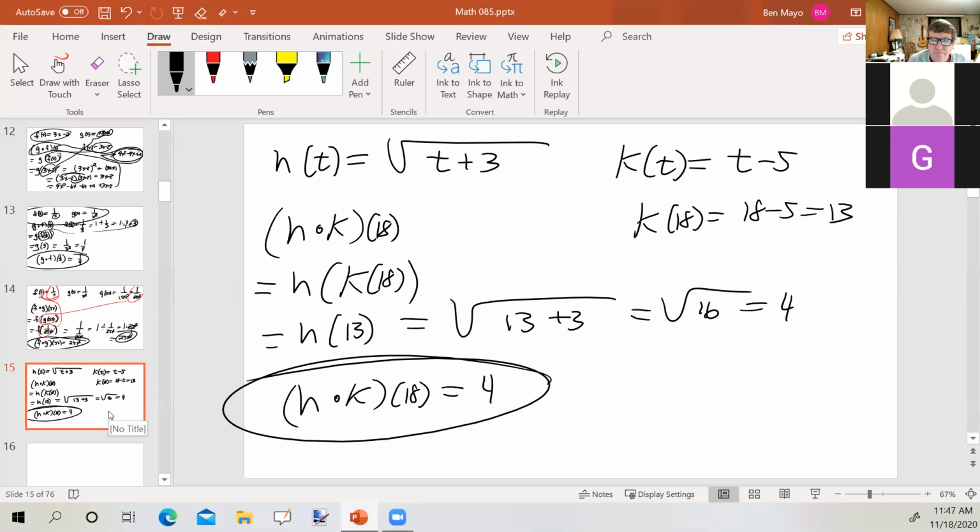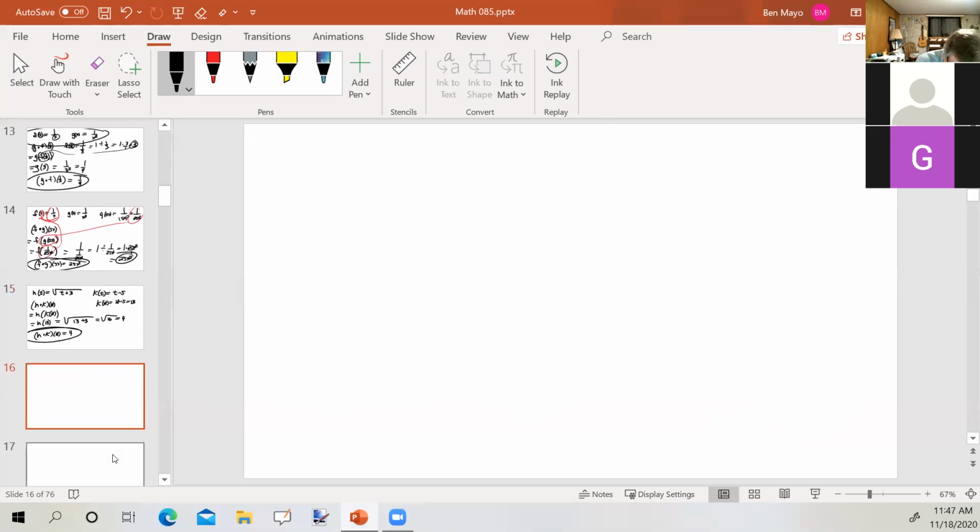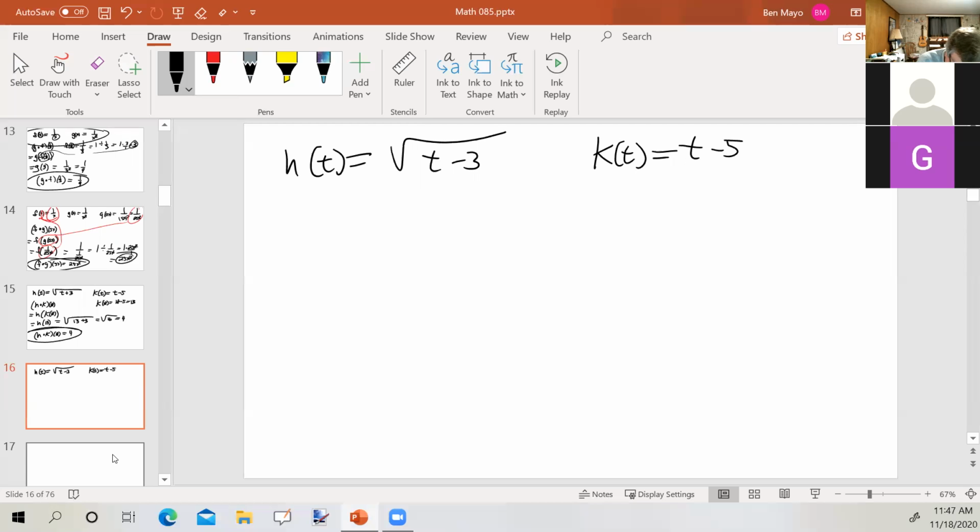All right there. Okay. Let's take h of t equals the square root of t minus 3 again, and k of t equals t minus 5. And let's find k composed with h of -2, which is k of h of -2.